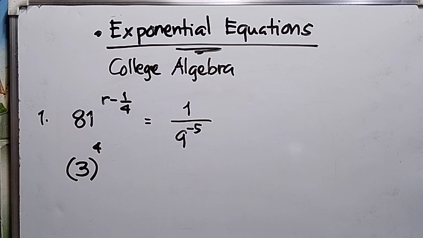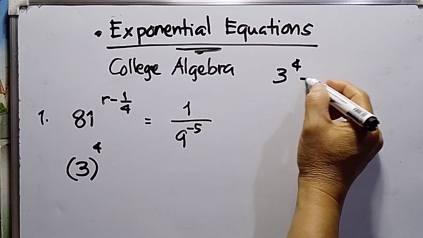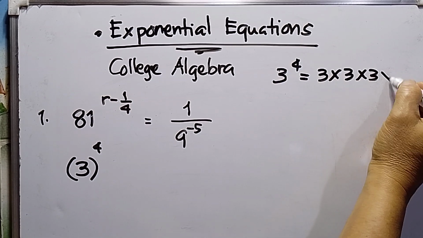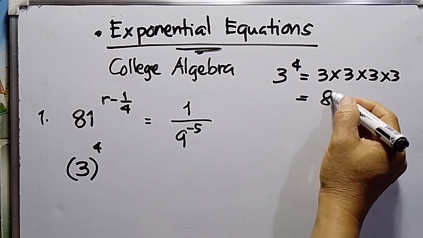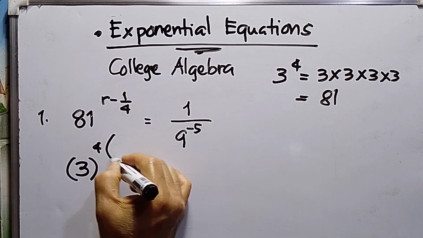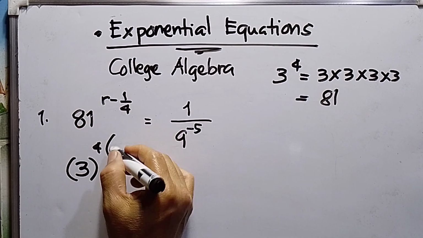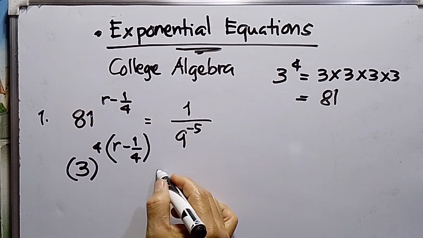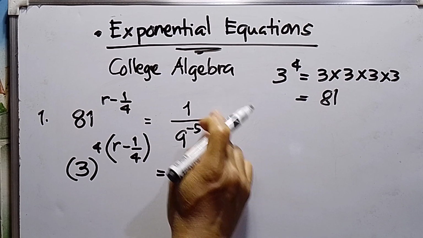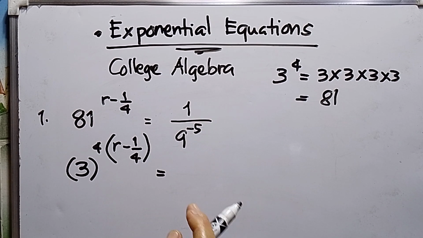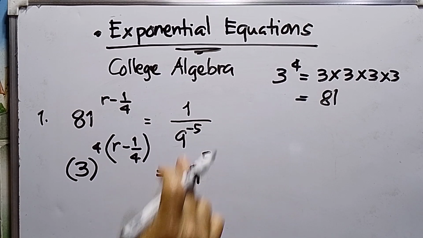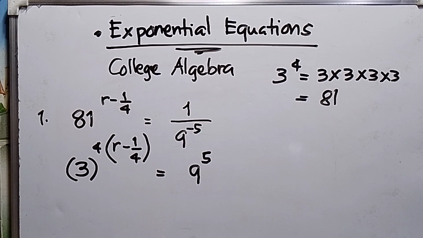Because 3 raised to the power of 4 means you have to multiply 3 four times by itself. So we know that this is 81. Okay? And then I need to copy the exponent, so this will be r minus 1 over 4. And then by using our law of exponents, this will be 9 raised to positive 5. And then simplify this one to make it the same base.